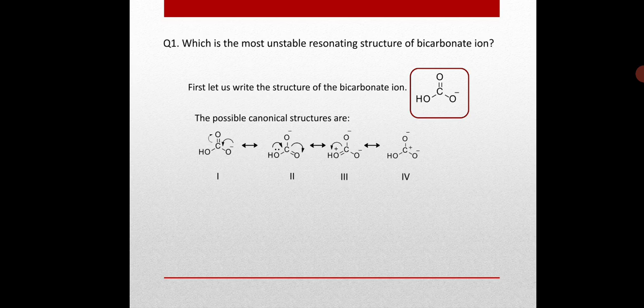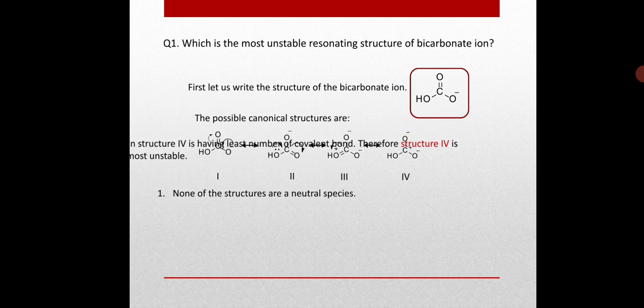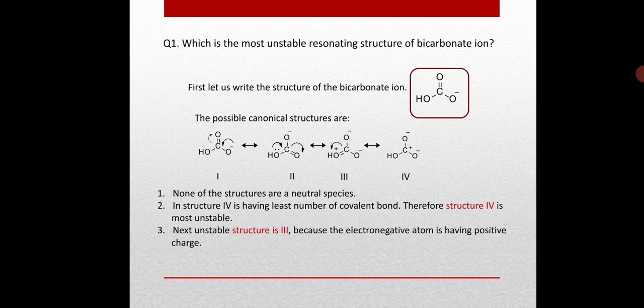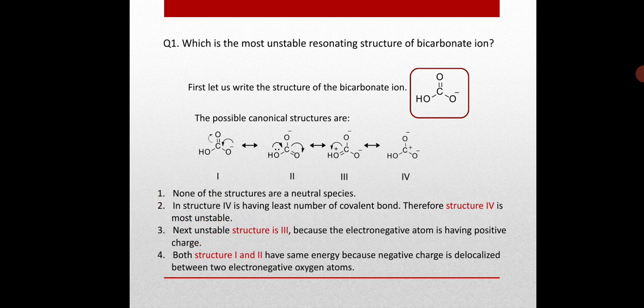If you look at structures 1 and 2, they are of almost similar energy. So the stability order is: structure 4 is the most unstable, then the next unstable is structure 3, and structures 1 and 2 are of equal energies. Let's go to the next question.